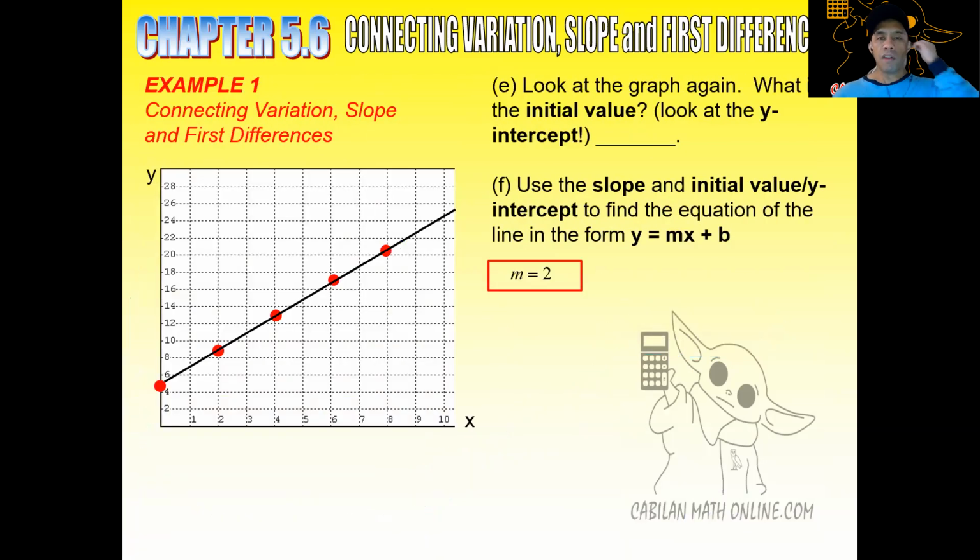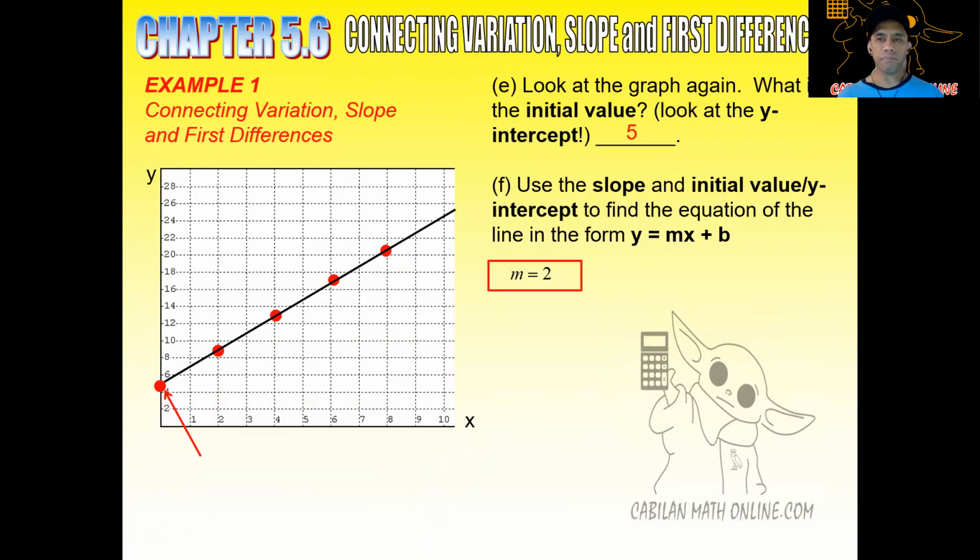All right, moving on here, still on the same question. For part E, it says look at the graph again, and what is the initial value? And it says in brackets, look at the y-intercept. So if you take a look at this line, you see where the line touches the y-axis. Notice that this was the graph that we did in the first example, and we're just strictly looking at this. So notice that this point here touches the y-axis at 5.